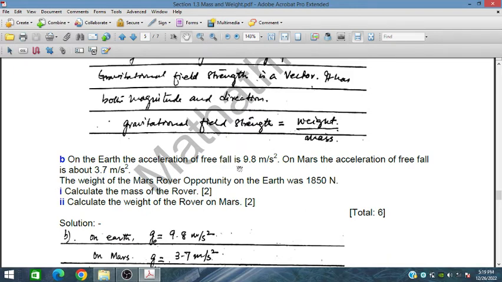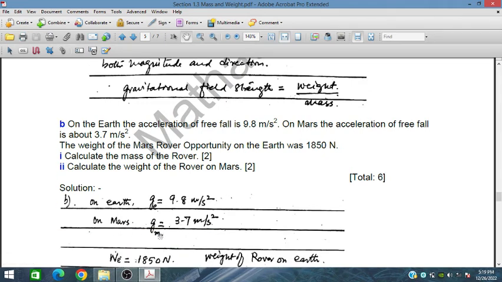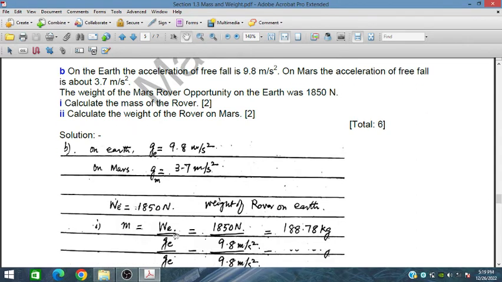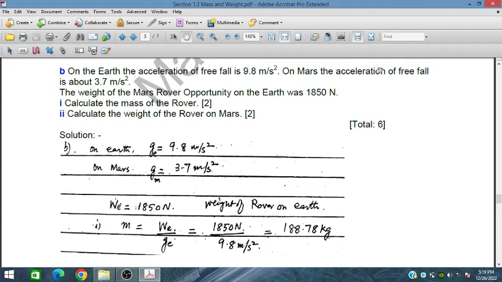On the earth, the acceleration of free fall is 9.8 meters per second squared. On Mars, the acceleration of free fall is about 3.7 meters per second squared. The weight of the Mars rover Opportunity on the earth was 1850 newtons. Calculate the mass of the rover. On the earth, the acceleration due to gravity is 9.8, and on Mars it is 3.7 meters per second squared, as given. So the weight on earth is 1850 newtons.